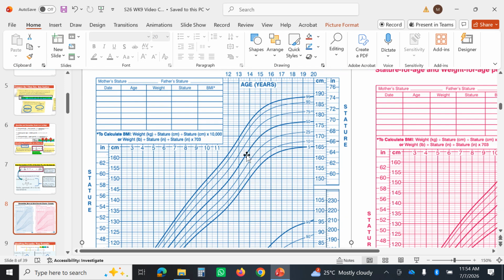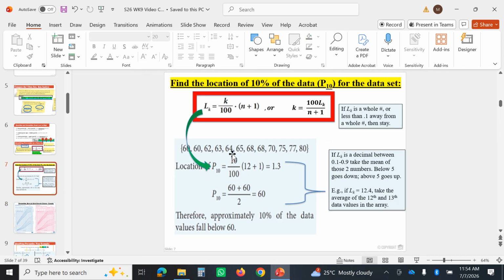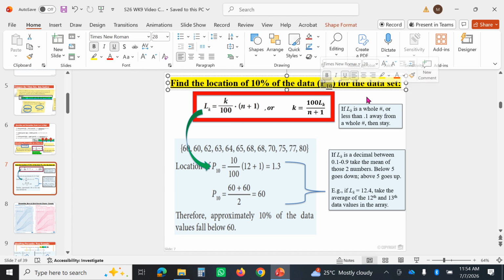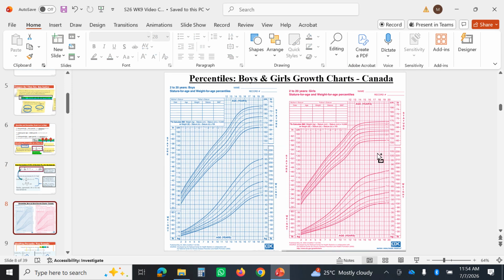There's your 50th percentile for height. If your child is a little shorter than the average child, then they may be down in this range, less than the class average. So this 50th percentile is basically the class average. That's what we're talking about with percentiles. In this case, find the location of the 10th percentile, the location of 10% of the data. This is denoted as P subscript 10. That's basically your 10th percentile. Going into the slide here, I'll go over to the girls.